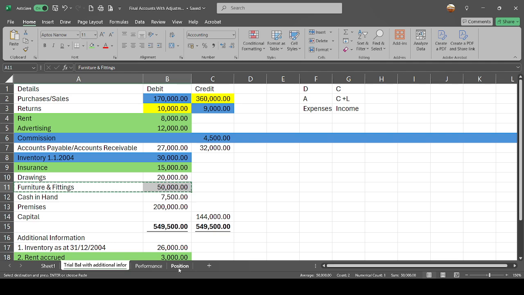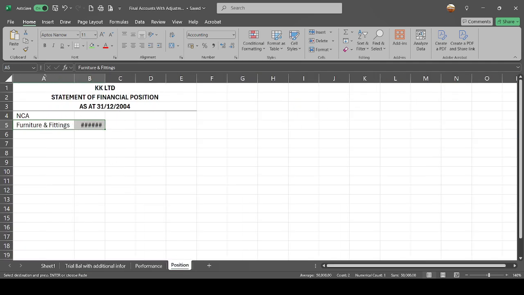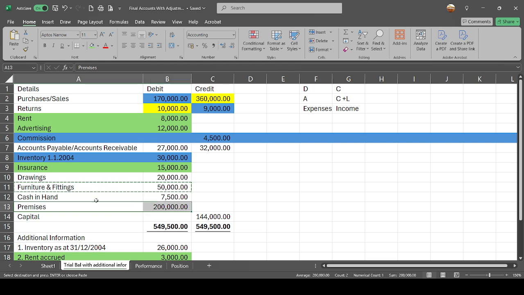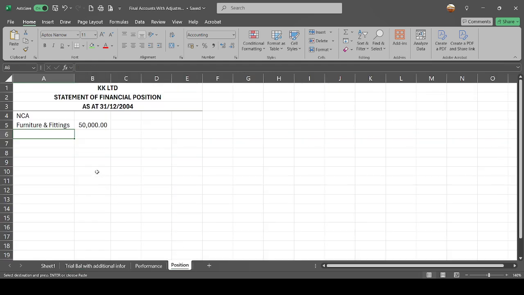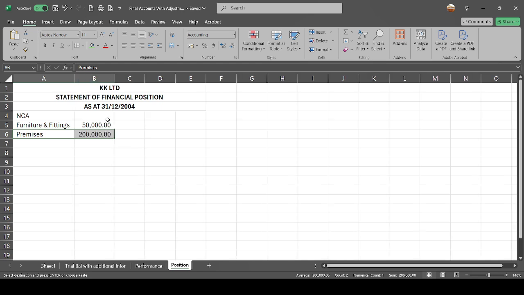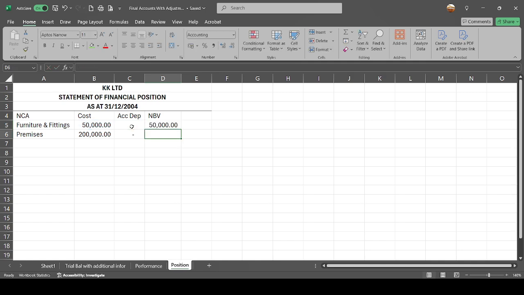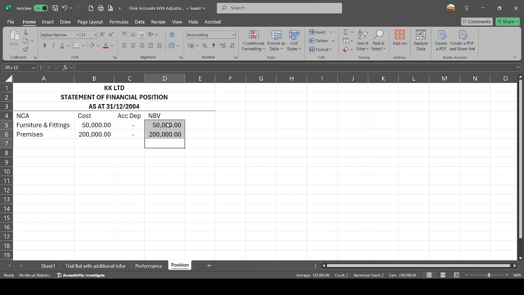Let me just copy this and I bring it here so that I play around with it. We have that furniture. Then the other one that we have is a premise of 200,000. Control copy, and then I paste it there. Of course, we normally have the cost, and then we have accumulated depreciation, then we have the net book value. But for this particular question, we've not been given anything on accumulated depreciation, neither for the premises. So we just assume our cost minus the accumulated will be the same figure. So our total non-current assets will be 250. So if I add that, that is 250.